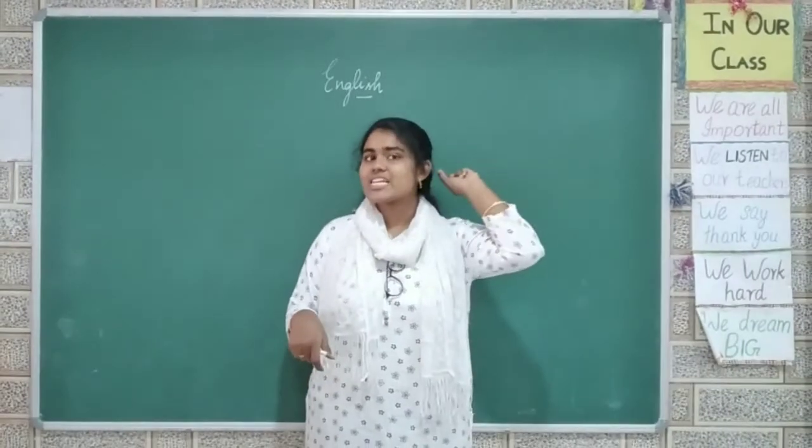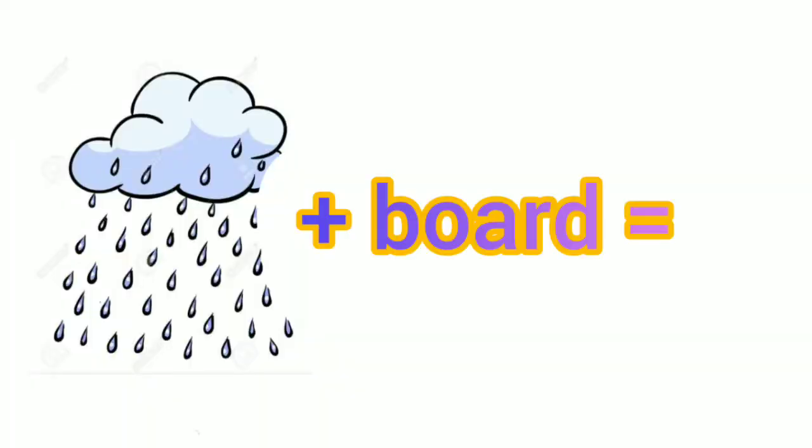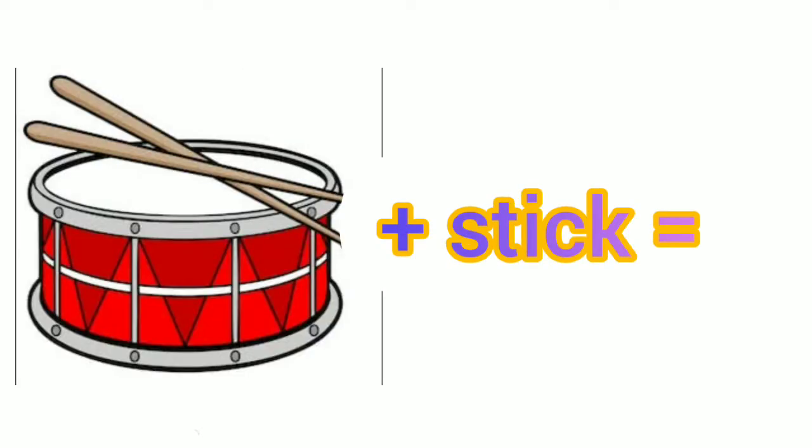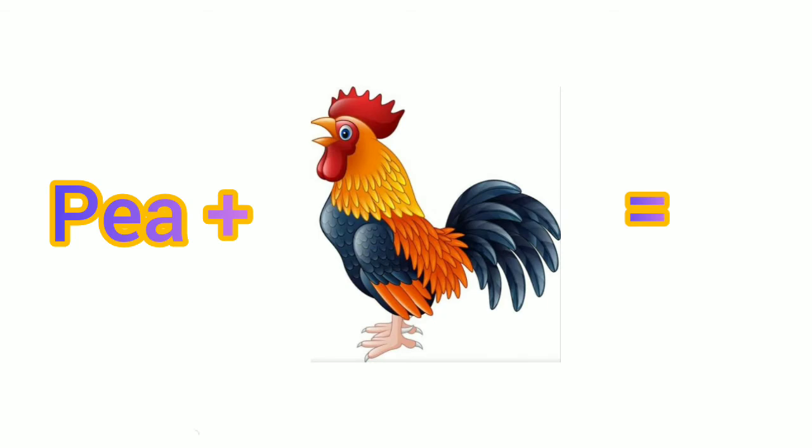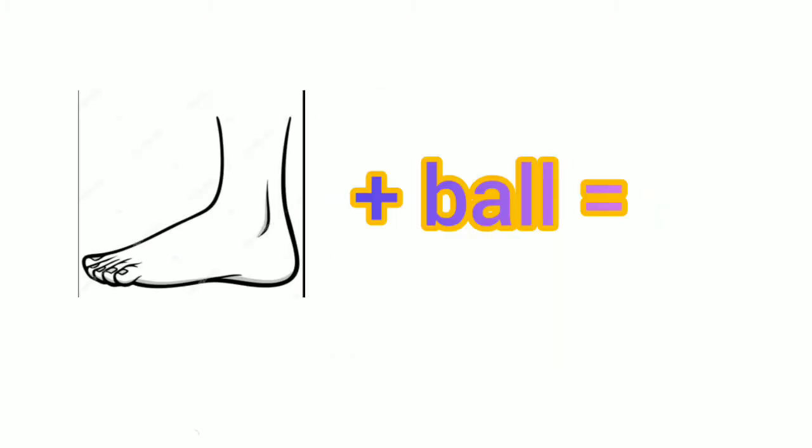So the first word for you. Picture plus letters is equal to what? Or letters plus picture is equal to what? Second word. Third word. Fourth word. And finally, fifth word.